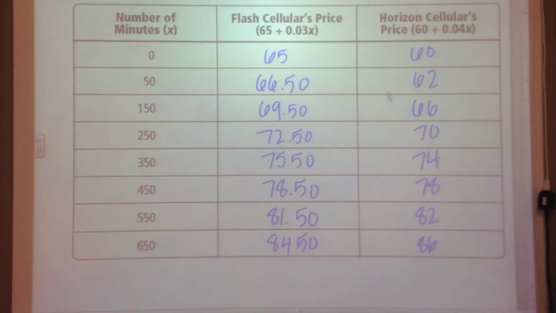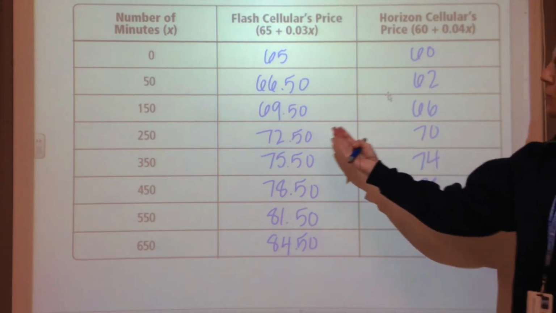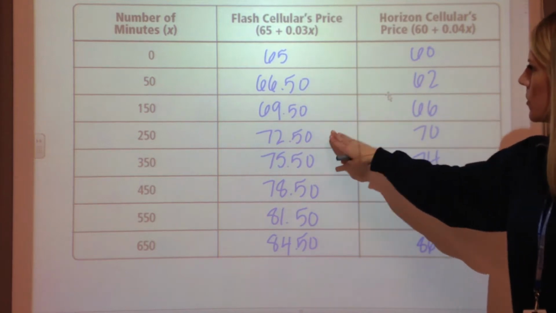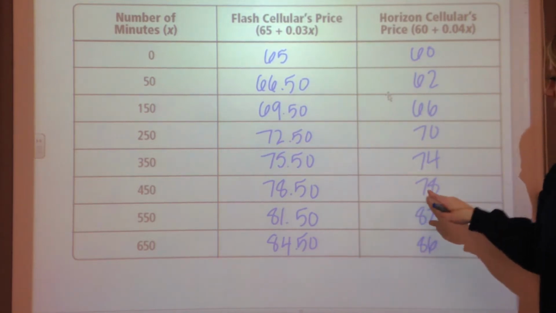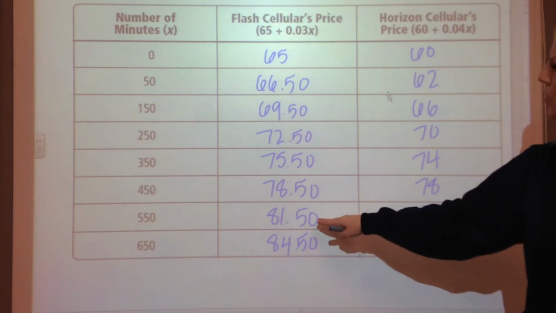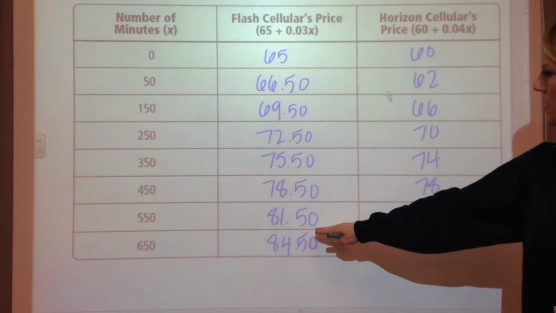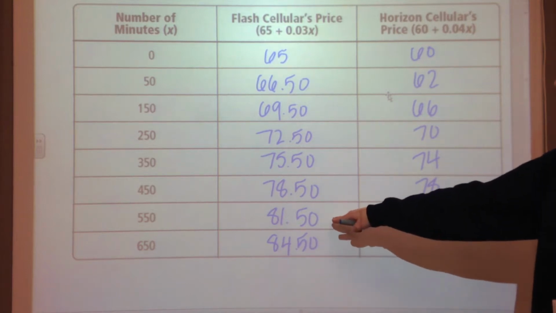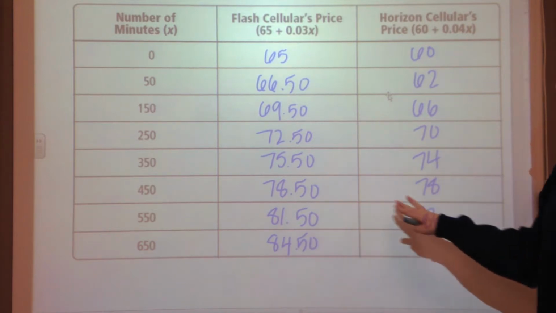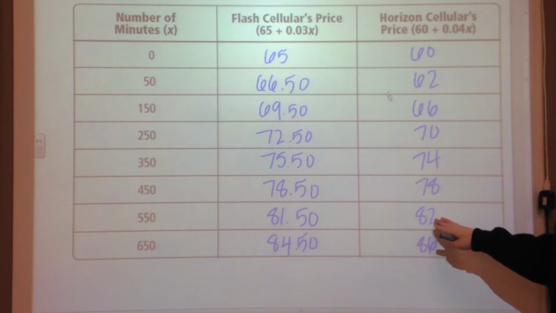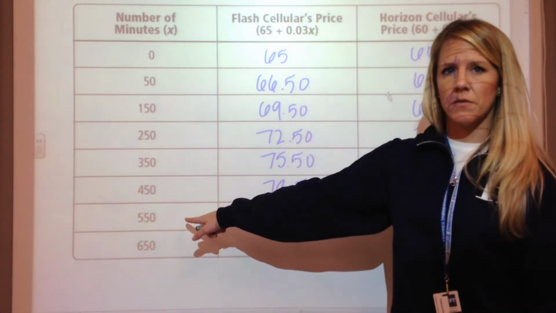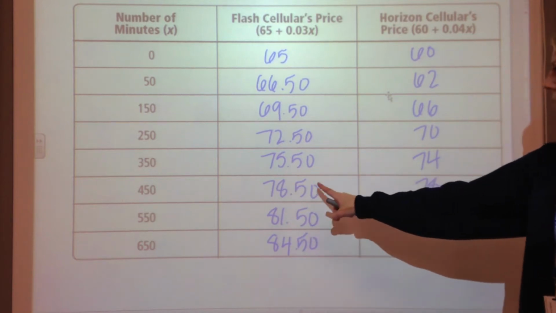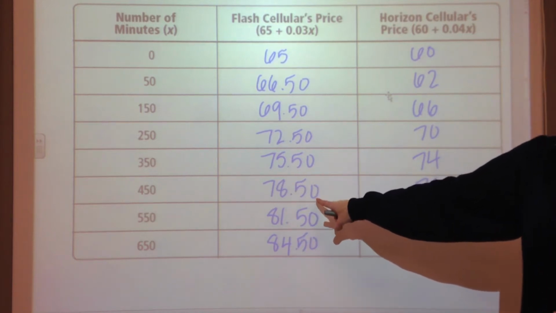Okay, so again, double check your numbers and make a comparison. Flash appears to be more expensive when we make this comparison. Oh, but here, what happens? It went from being more expensive to being less expensive. It's 50 cents cheaper for Flash than it is Horizon when we've used the phone for 550 additional minutes. We're very close here with the additional 450 minutes. Flash is only 50 cents more.